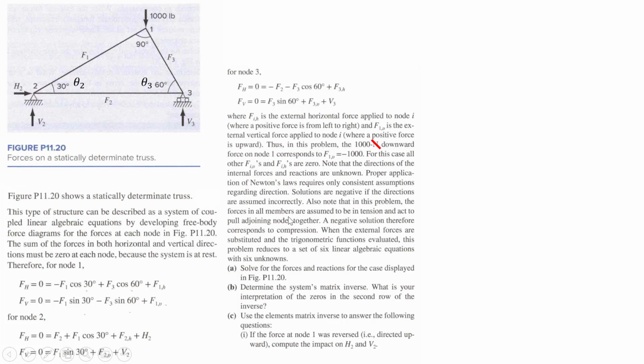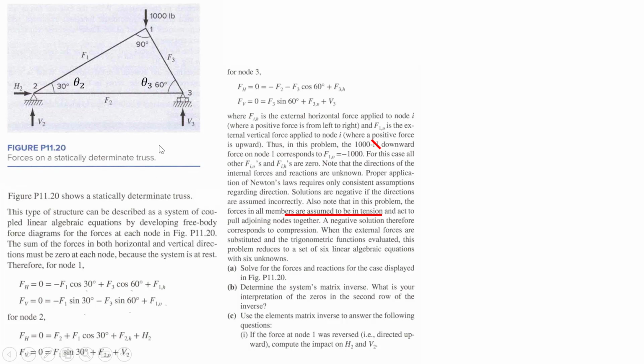Note in this problem, the forces in all members, those are the struts, are assumed to be in tension. So positive force in the struts or the legs means that's in tension and is sort of pulling the nodes together. See that in a minute. A negative solution, therefore, would be compression. Those are with respect to the struts.